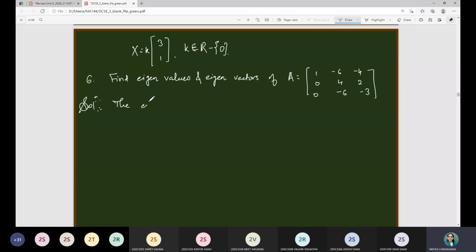So the first step is the characteristic equation of A is given by, will you go by the definition or the second method? Second method will be more appropriate, so let me consider it.